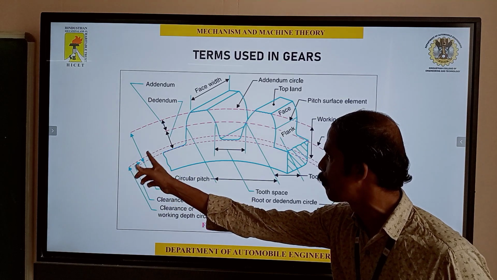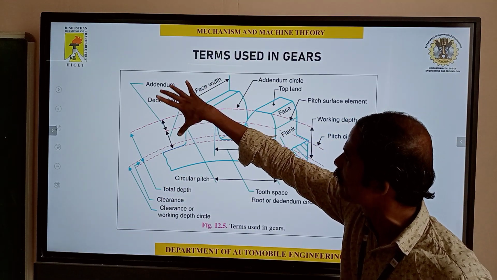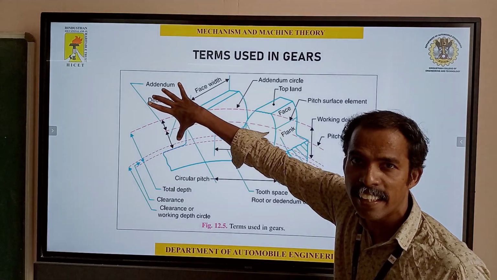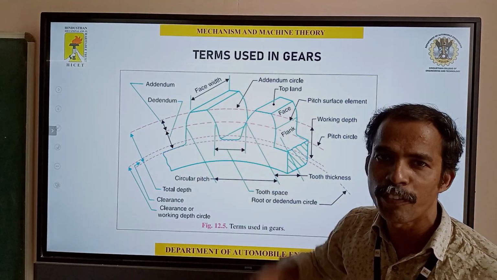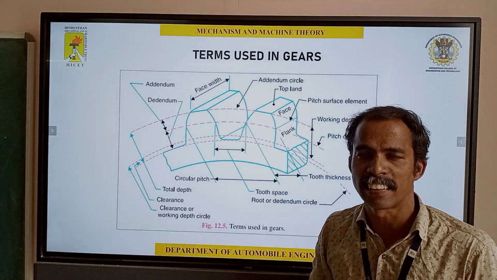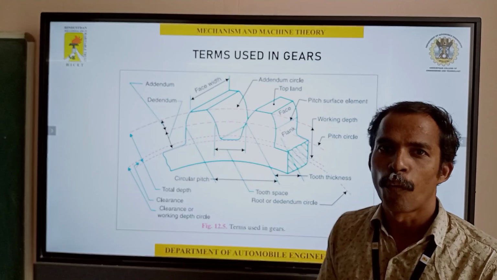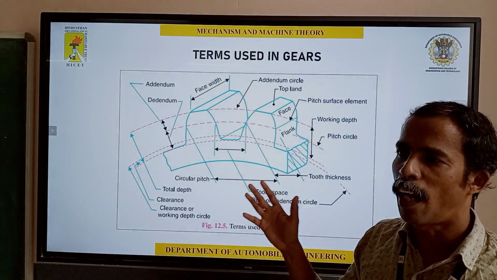And we also have some clearance. Clearance means, if we have an external gear, it meshes up to this part. The portion below will not have any contact. This portion is called clearance. The clearance is used to hold some lubrication during application.